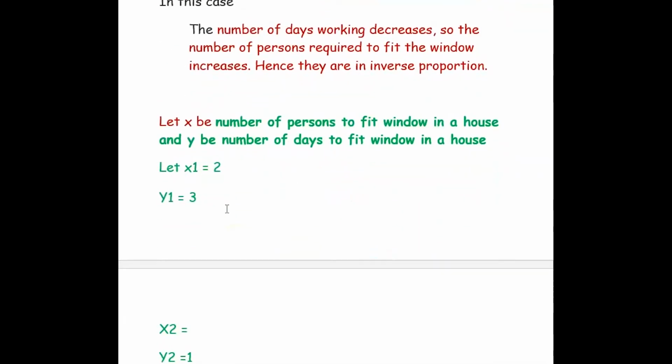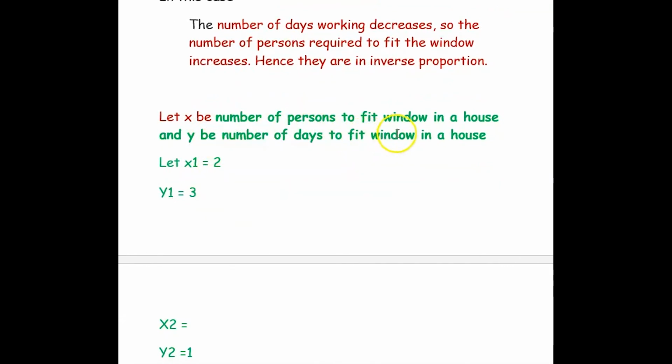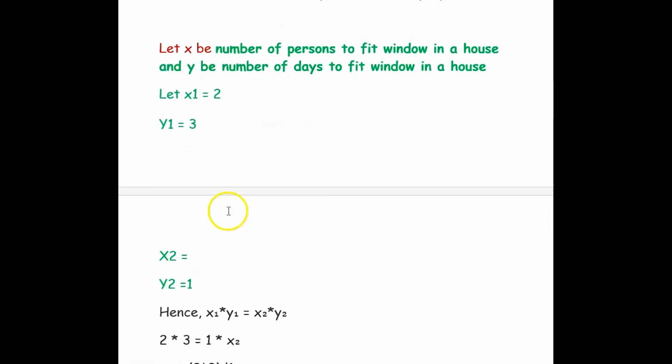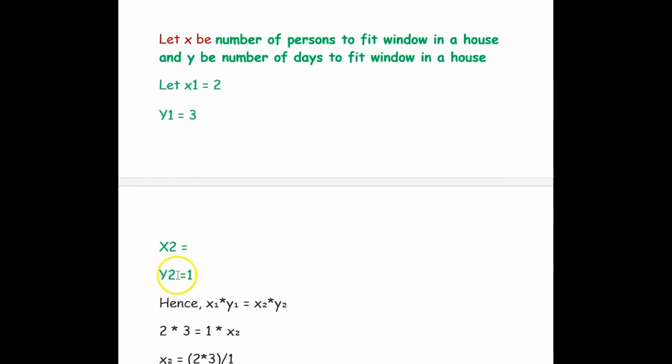So by writing the relations, x is the number of persons to fit the window in a house and y is the number of days to fit a window in a house. Now here we know that x1, if 2 persons are working, then y1, it takes 3 days. Now you have to complete the work in 1 day, that is y2 is 1. You want to find x2.